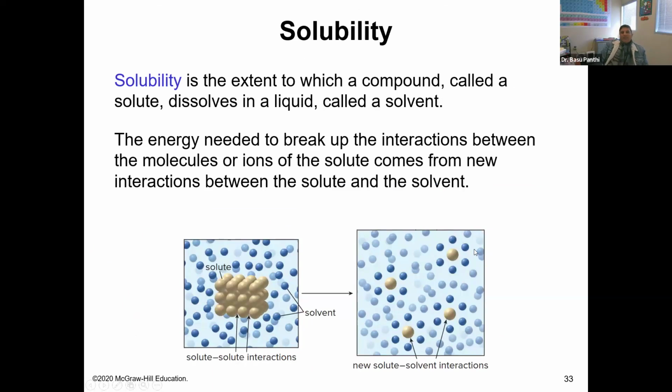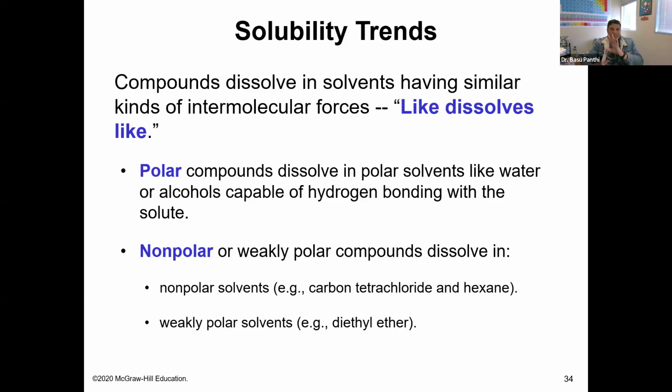Solubility. The simple rule is like dissolves like. Ionic compounds are soluble in polar solvents. Covalent molecular solids are soluble in non-polar solvents. When you dissolve an ionic compound, it breaks into ions. Molecules break apart only into smaller molecules.